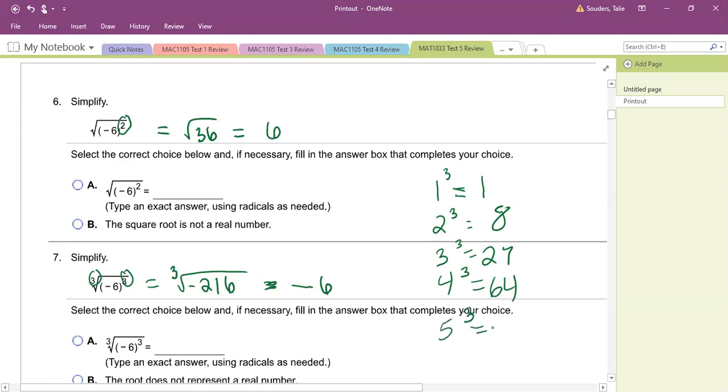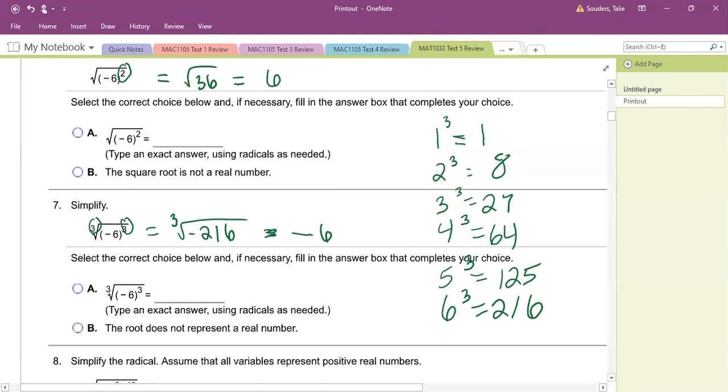5 cubed, 5 times 5 times 5, you would type in, is 125. And then 6 cubed is 216. You could keep going. I'm just going to stop there because that's the number we needed. That means if 6 cubed is 216, that tells you that the cube root of 216 is 6. Got it. Thank you.